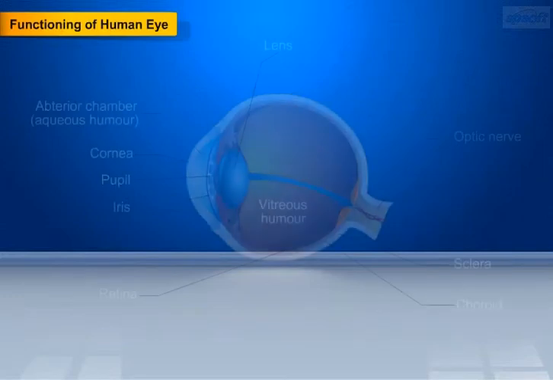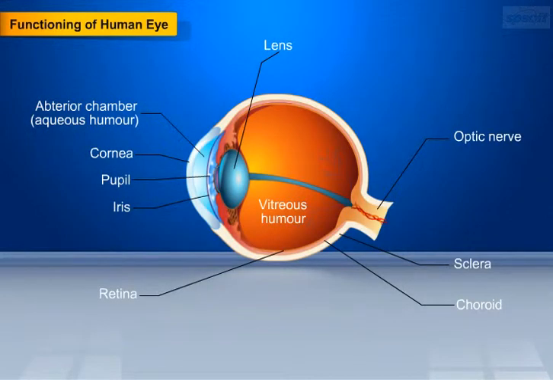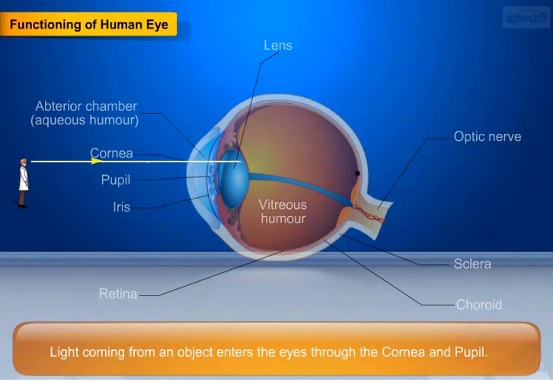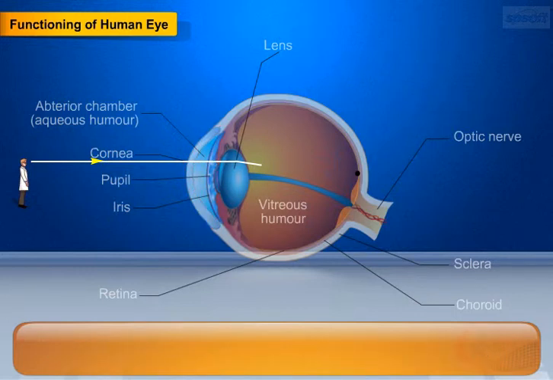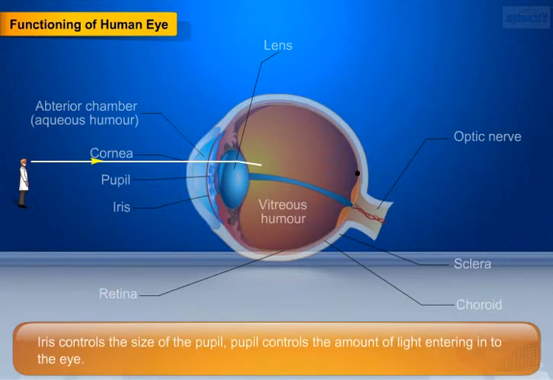Till now, we have learnt about the parts of the eye. Now let us see the functionality of the human eye. Light coming from an object enters the eyes through the cornea and pupil. Iris controls the size of the pupil, and pupil controls the amount of light entering into the eye.